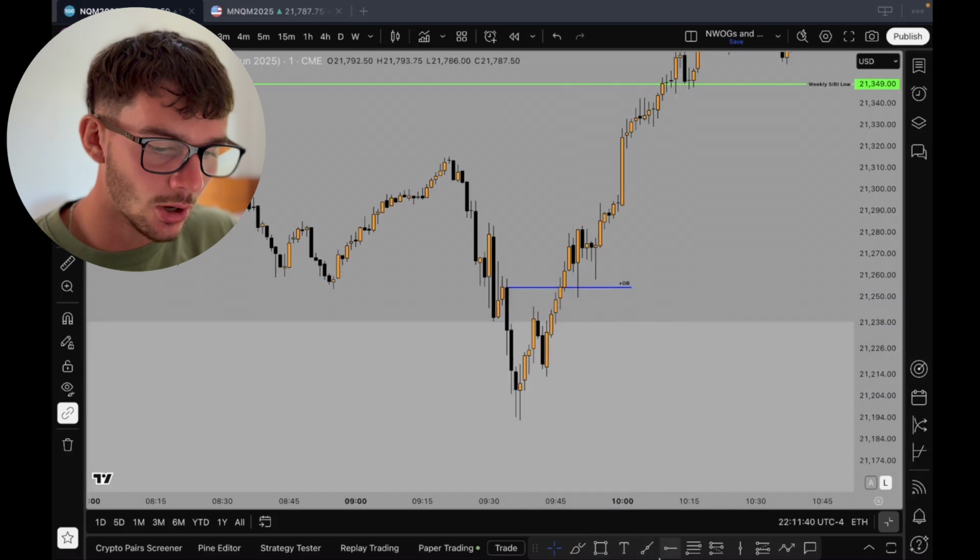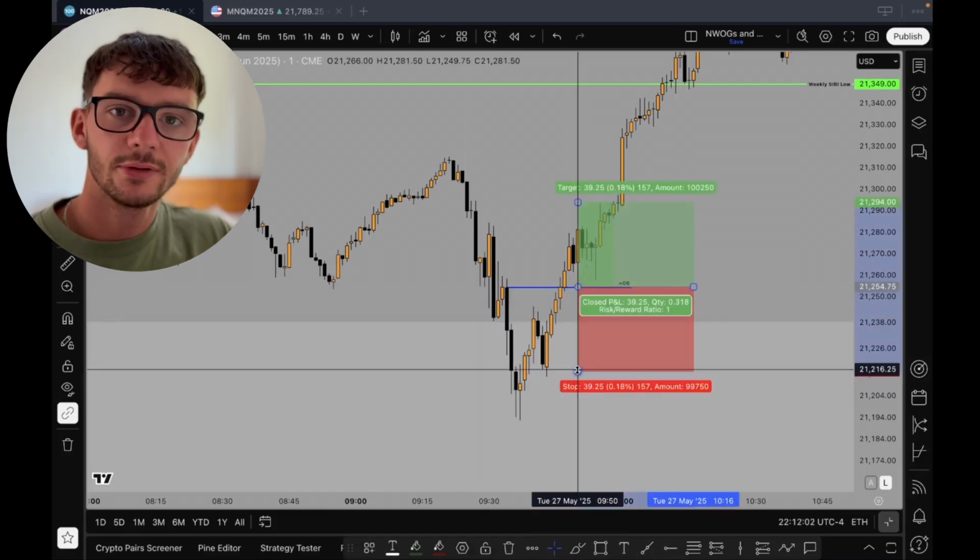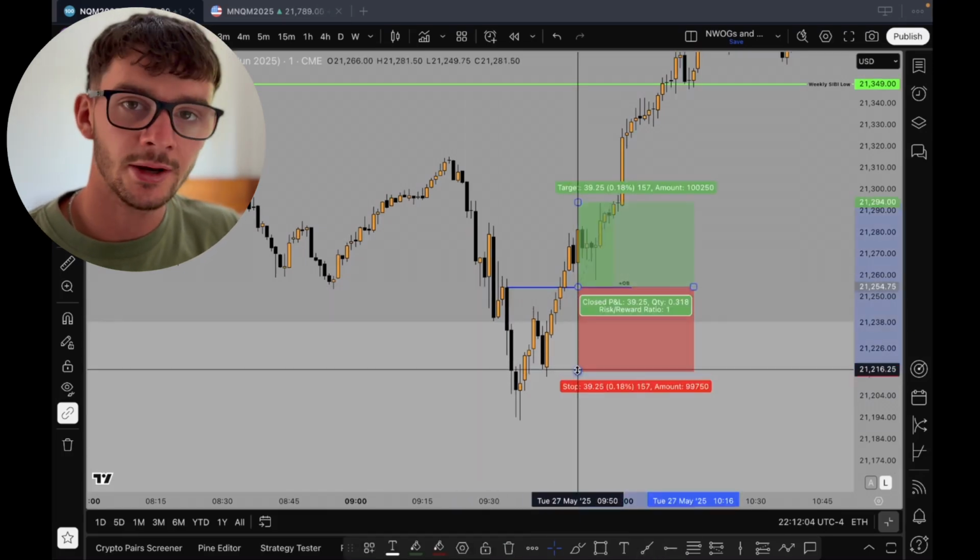And then obviously you could get long at the tap back into that order block, or if you're an inversion fair value gap trader, then you could look for an IFVG entry.